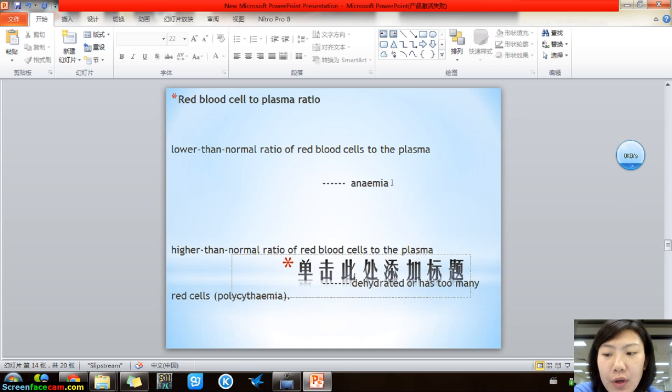And the next one is abnormal red blood cells to plasma ratio, where the ratio of red blood cells to plasma lower than the normal ratio might indicate anemia, or the patient might be dehydrated or have too many red cells.